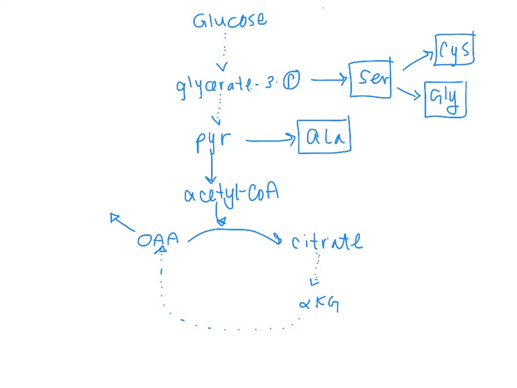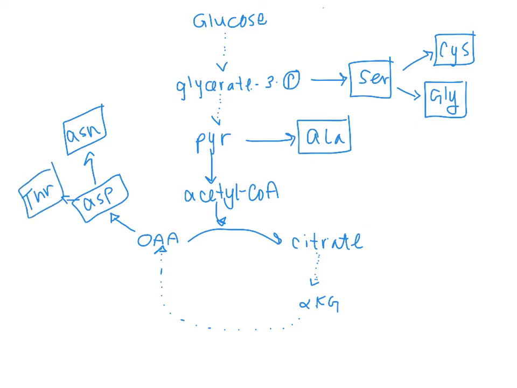All right, from OAA, we can get to aspartic acid. I've actually already seen that reaction. And from aspartic acid, you can get to asparagine, ASN, and then you can also get to threonine. I'll go ahead and box those.